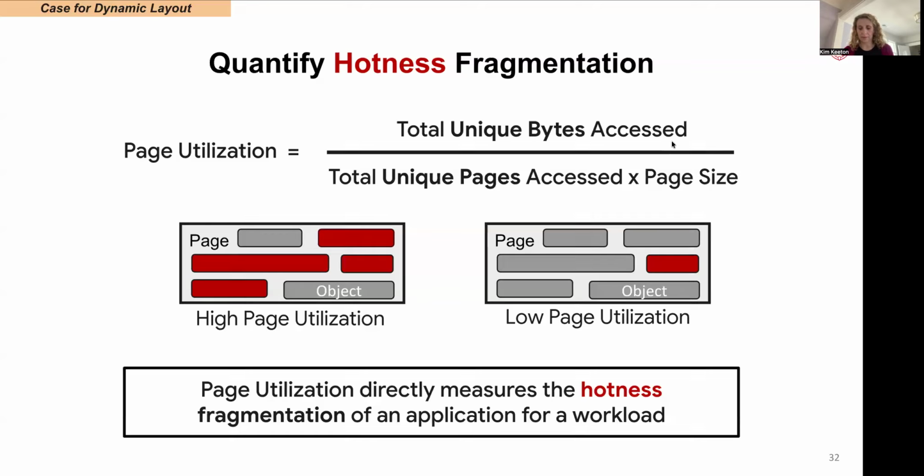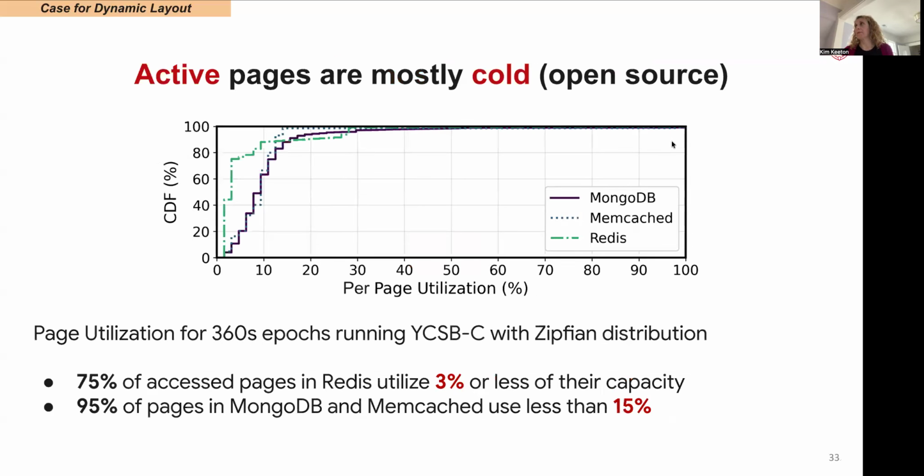Okay, so there's this new metric. Let's study some workloads with this metric. So we studied 3 open source databases like MongoDB, Memcached, Redis, with YCSB, which is a common benchmark that people use. So on the x-axis, you're seeing per page utilization.